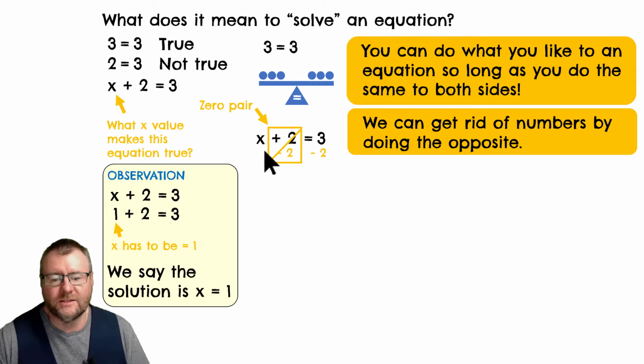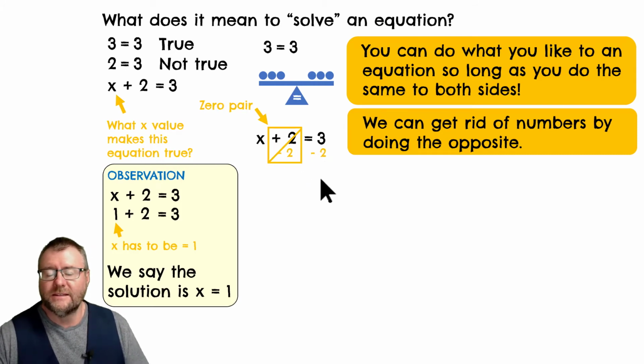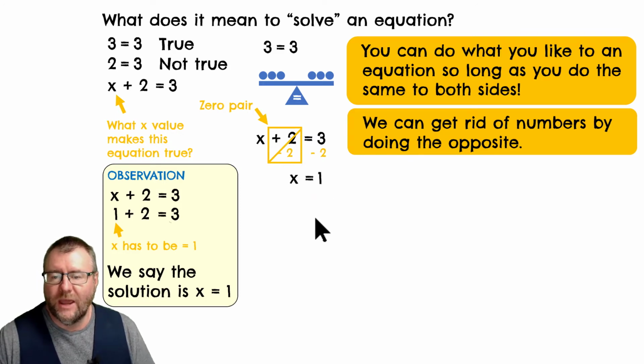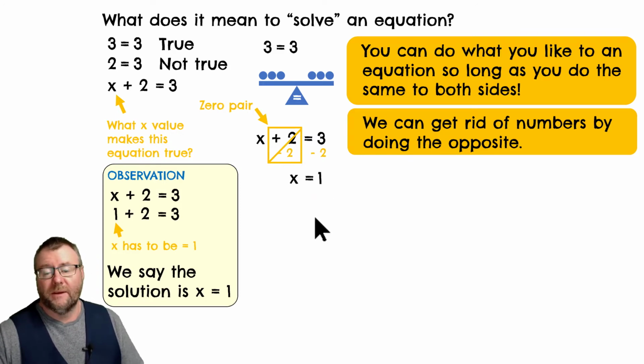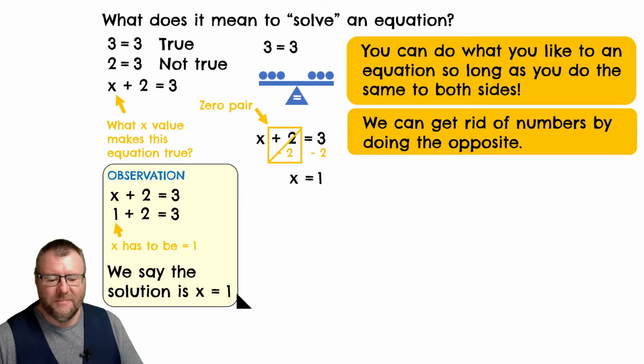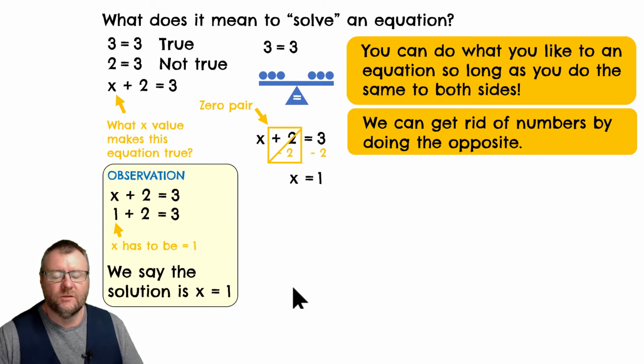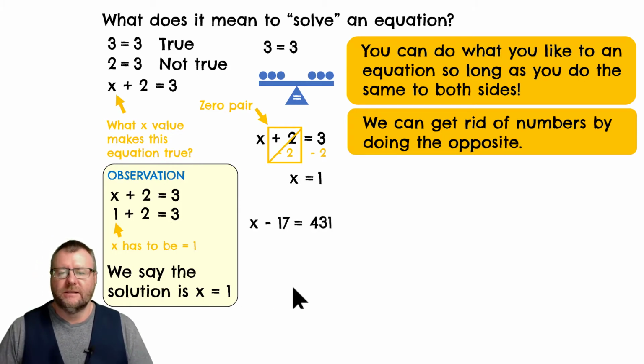So now on the left-hand side, all I've got is x. On the right-hand side, I've got 3 minus 2. So x equals 1, which is great because that's the same answer that we had back here for our first solution. So good sign. Let's apply that idea to something that's got some little bit uglier numbers.